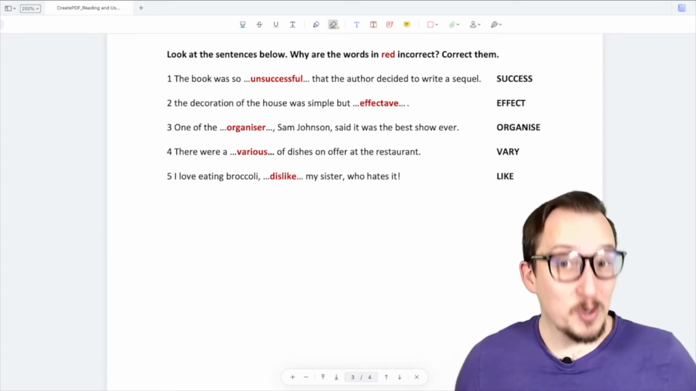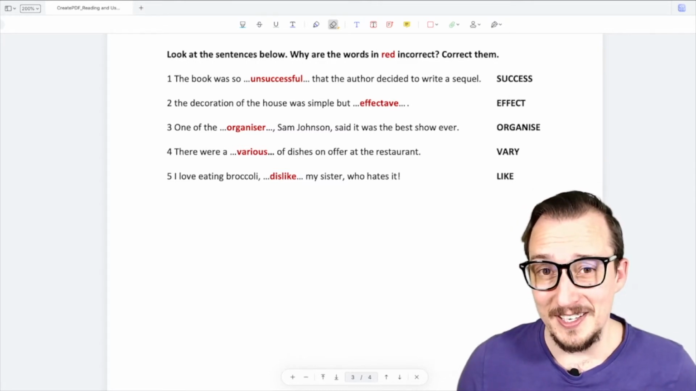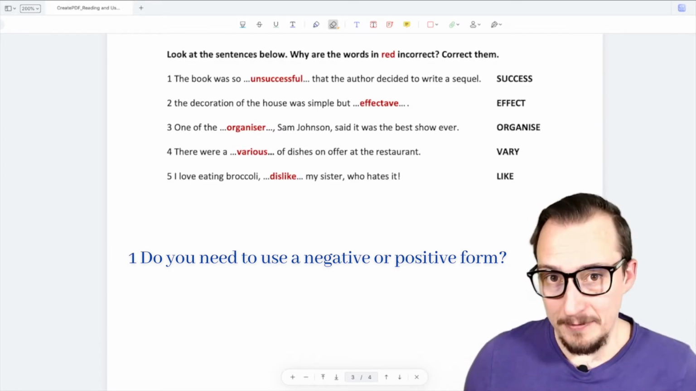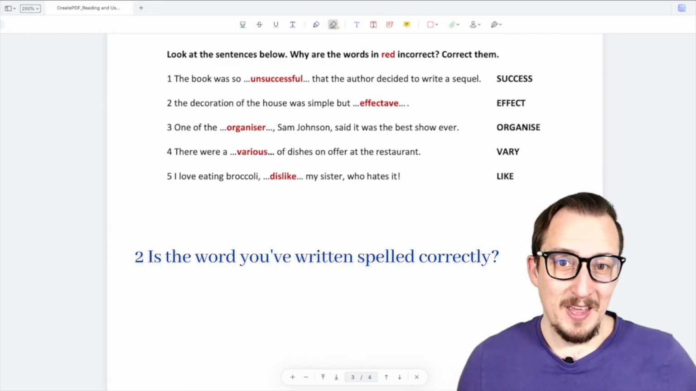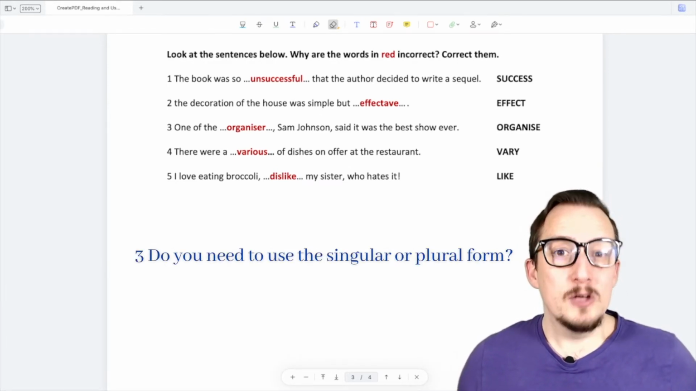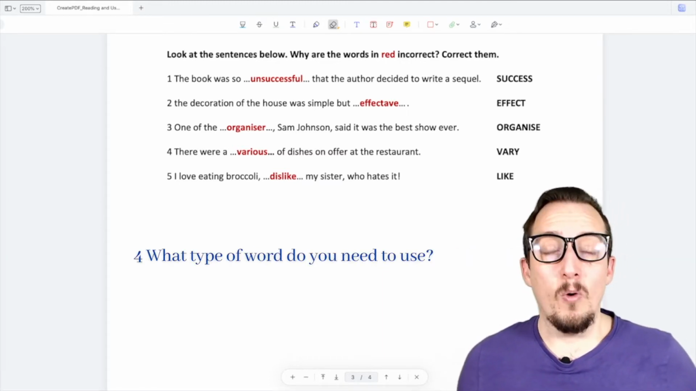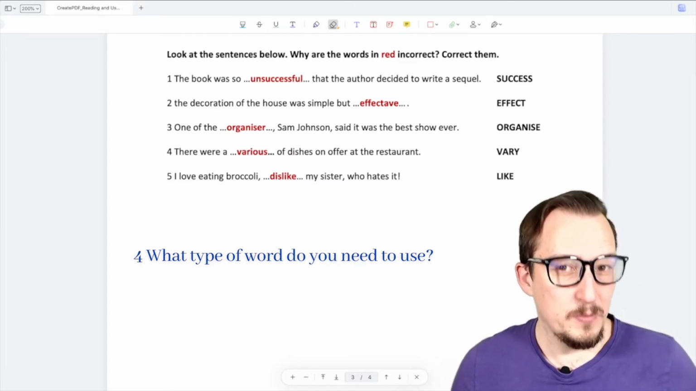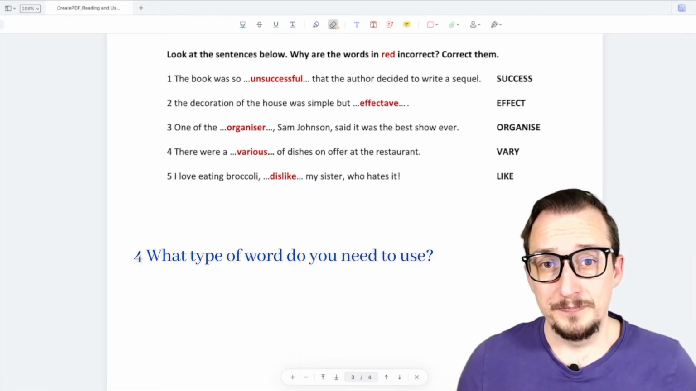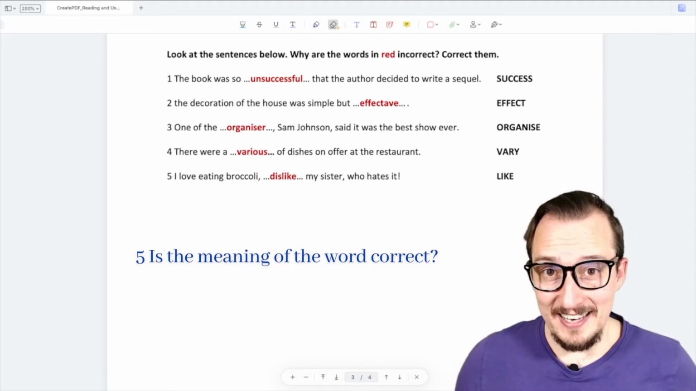So let's turn those into questions that you can use to help you check whether or not you have the right answer. 1. Do you need the negative or positive form of the word? 2. Is the word you've written spelt correctly? 3. Do you need to use the singular or plural form of the word? 4. What is the type of word that you need, such as an adjective, a noun, or an adverb, for example? And 5. Is the meaning of the word correct in the sentence?